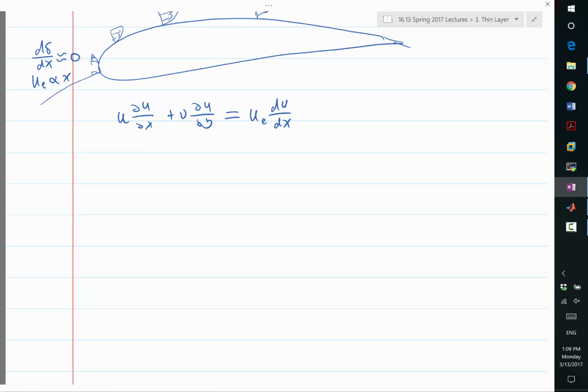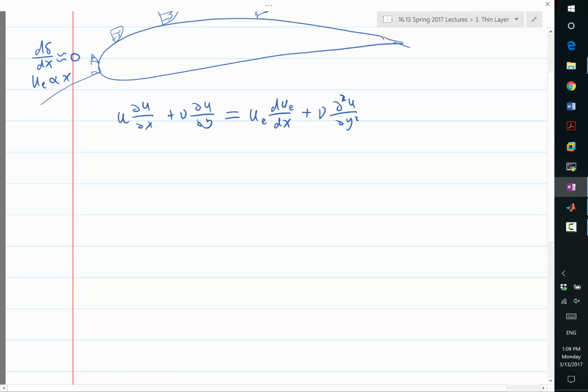Because this term has to balance the pressure gradient immediately outside the boundary layer, no matter if it's a similarity solution or not. And then we have plus, in the laminar case, the laminar viscosity times the second order derivative of velocity. So now we put that into streamline function form.